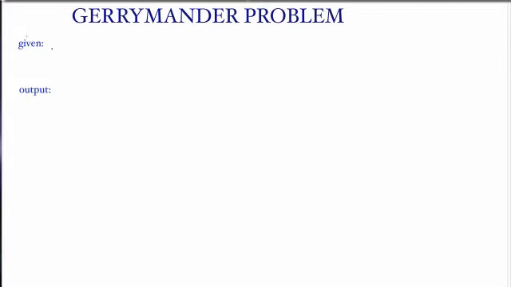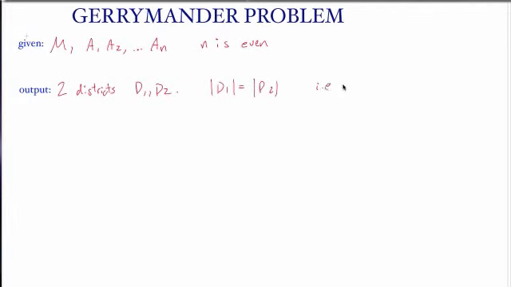We are given M, the number of people per precinct, and we are given A_1 through A_N, which is the number of people that vote for party A in each of those N precincts, and N is even in this case. And we have to output 2 districts, and the following has to be true. The size of each district has to be the same, i.e., same number of precincts. And we would like it that the number of people that vote for party A in District 1 is a majority.